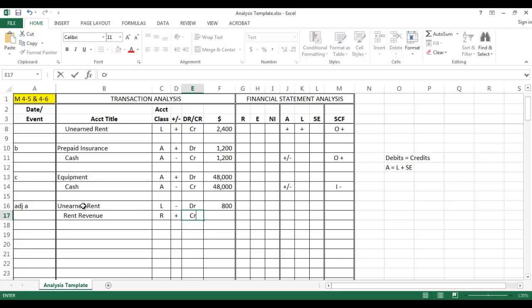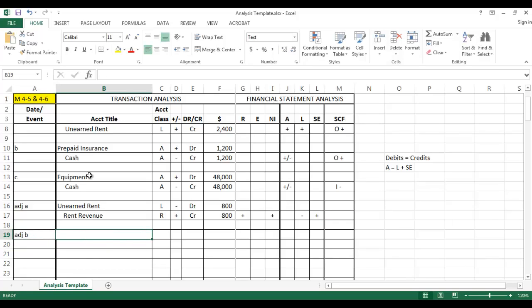So to increase the revenue account, we need to debit it, or credit it, excuse me. On the income statement, our revenue now has increased, so our net income will increase. Liabilities have decreased, and our stockholders' equity has increased, so we're still in balance, and no cash has changed hands.